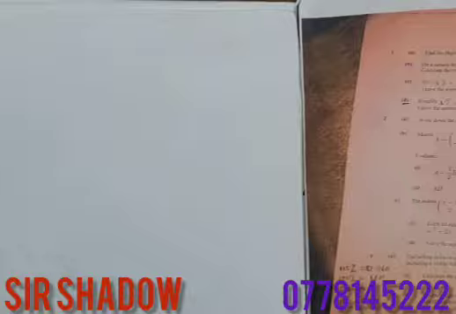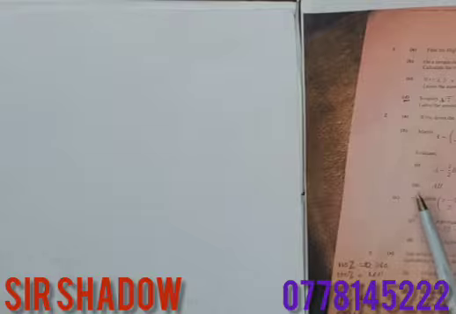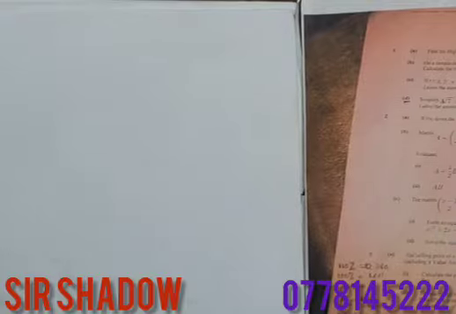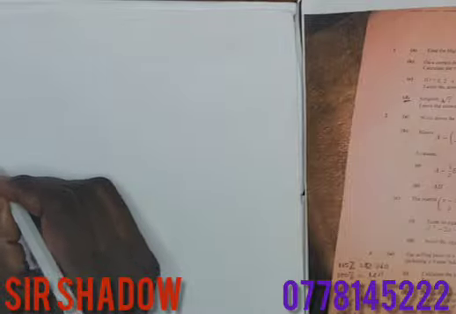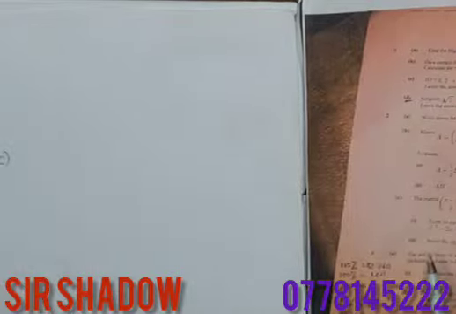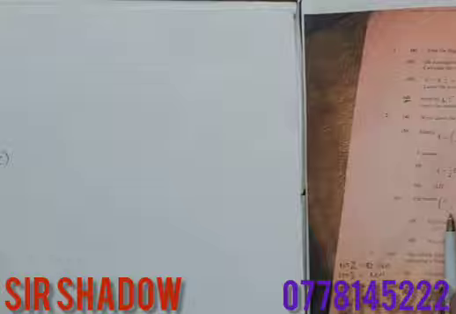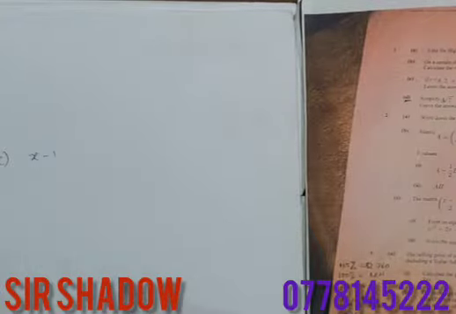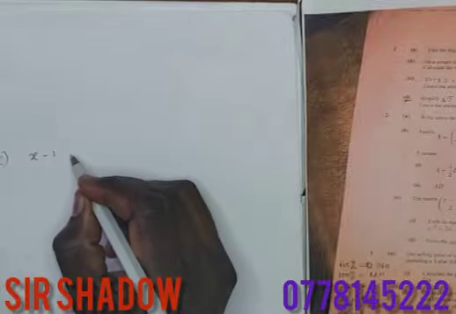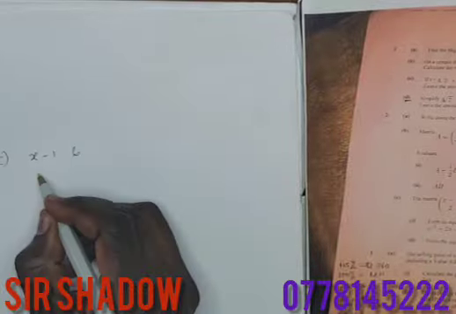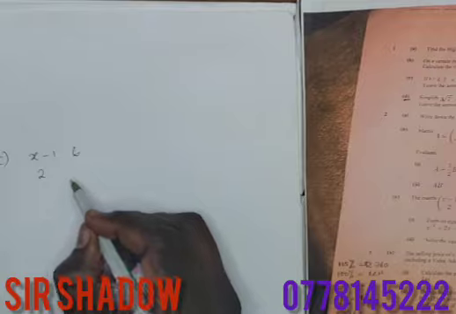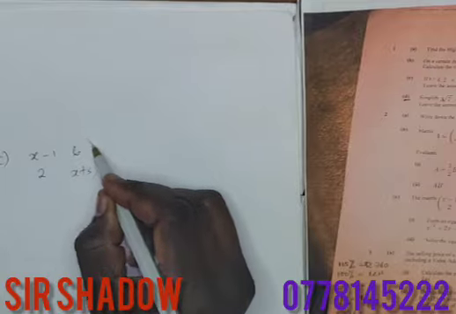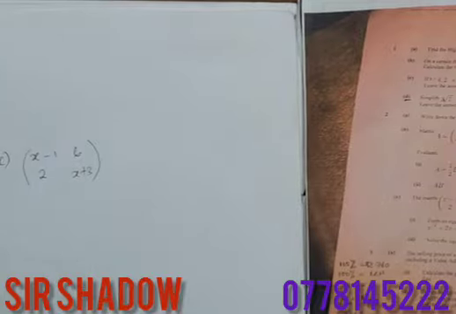Right, let's move on. Question number 2C. You are given the matrix with x minus 1, 6 in the top row, and 2, x plus 3 in the bottom row. The matrix is singular.